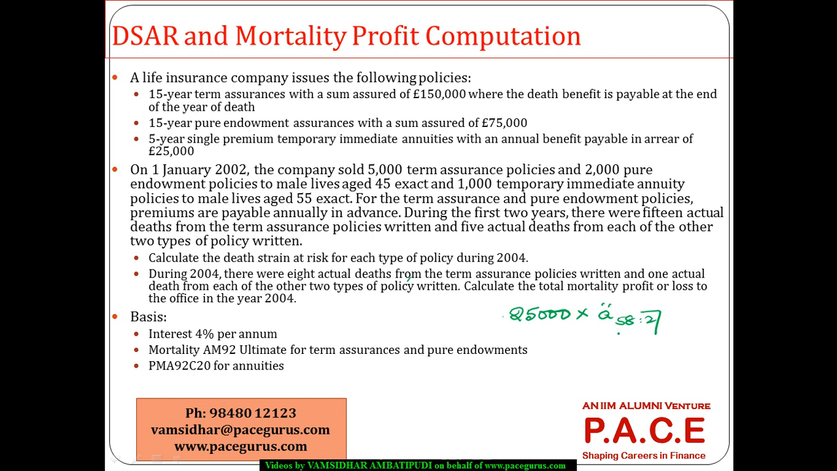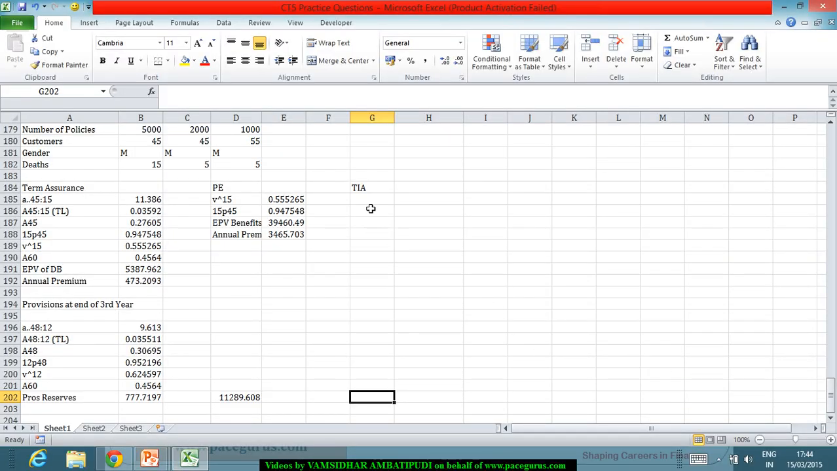Sorry, this is at the end of the period. So at the beginning of the period, if I have to bring it out, I'll write it as A double dot 58 colon 3 minus 1. I can directly get A double dot 58 colon 3. So for a temporary immediate annuity, I'll find A double dot 58, then V per 3, 3P58.